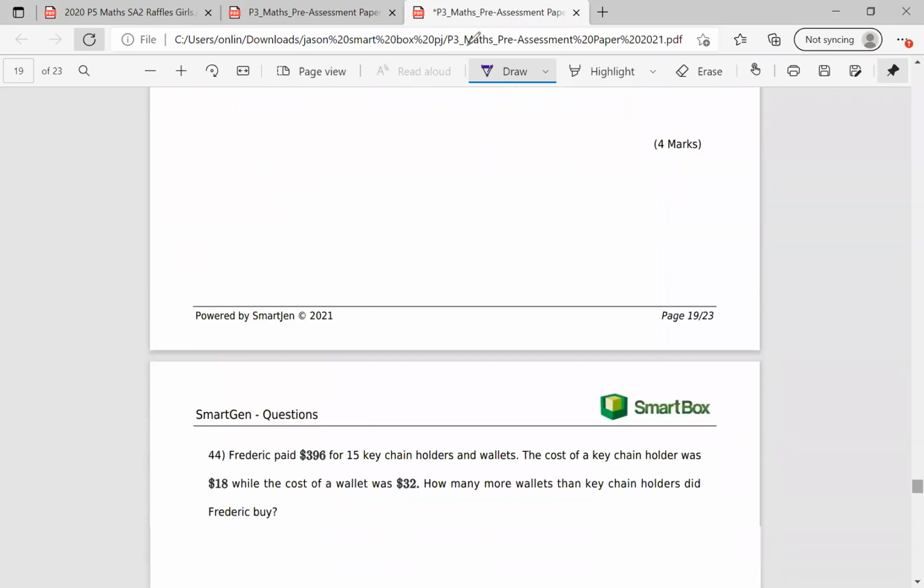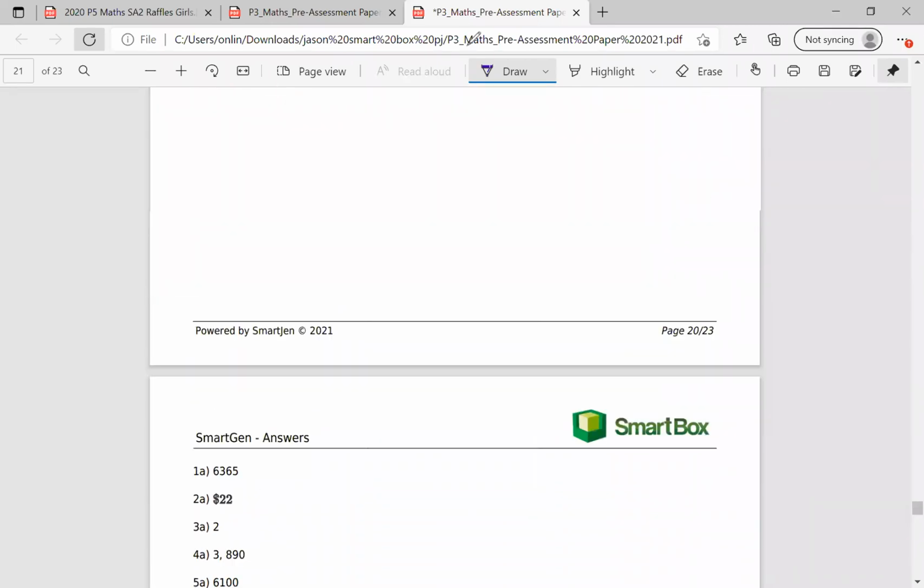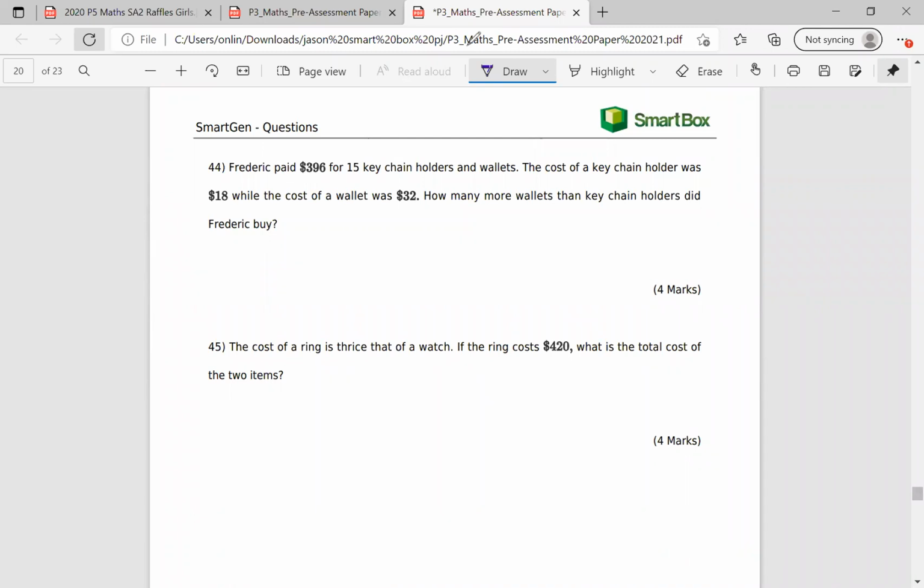The next one that we are going to go through is question 44, which I think most students also have problem with. So the question here, we have this part. They say Frederick paid $396 for 15 keychain holders and wallets. The cost of a keychain holder was $18, while the cost of the wallet is $32. How many more wallets than keychains did Frederick buy?